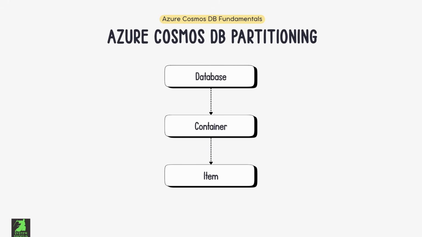Now, let's understand the structure of a NoSQL database in Cosmos DB. Think of it like this. A database is like a folder. It holds everything related to one application. A container is like a table. It stores your JSON documents. An item is one JSON document inside that container. So, the hierarchy is database, container, item. This structure is key to understanding how partitioning works later on.